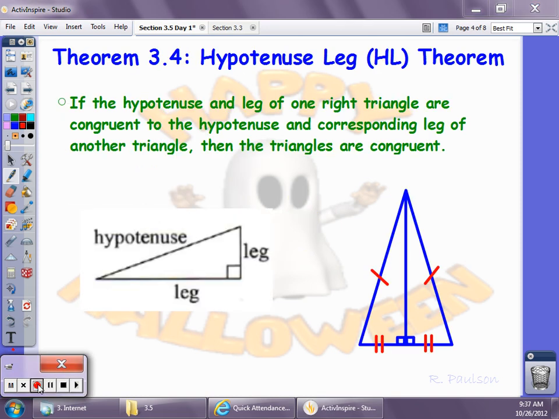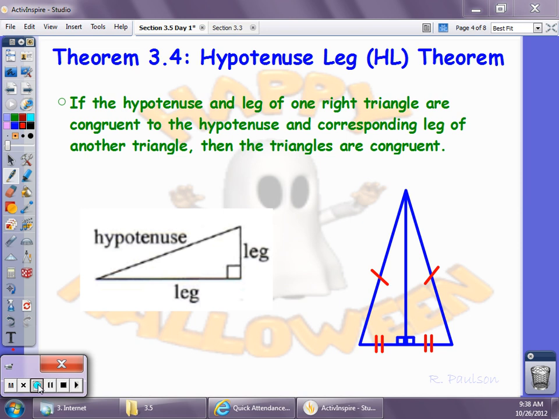The last way to prove triangles congruent is using Theorem 3.4, which is called the hypotenuse-leg, or HL theorem for short. If the hypotenuse and a leg of one right triangle are congruent to the hypotenuse and corresponding leg of another right triangle, then the triangles are congruent. Let's quickly review the different parts of a right triangle. In the diagram to the left, we have a right triangle marked. Remember that the side opposite the 90-degree angle will always be your hypotenuse, and the 2 smaller sides will always be your legs.